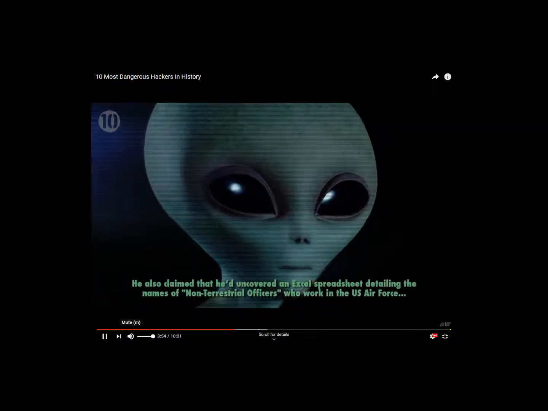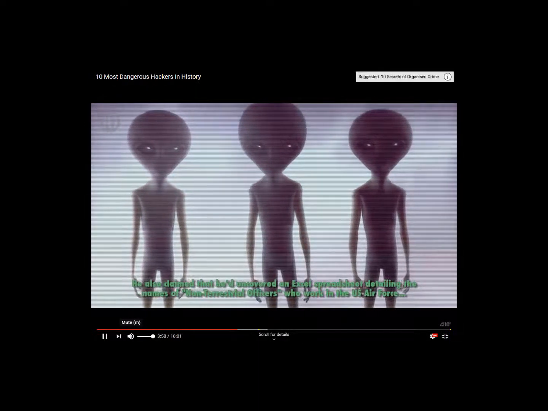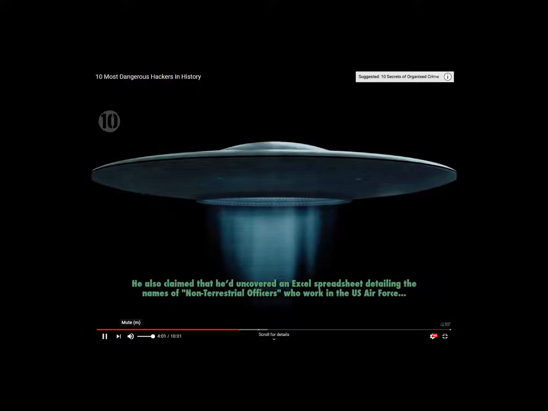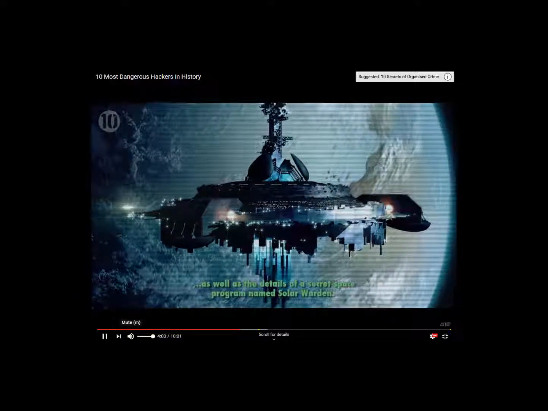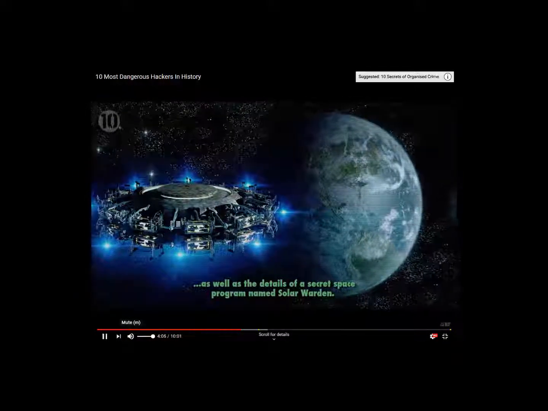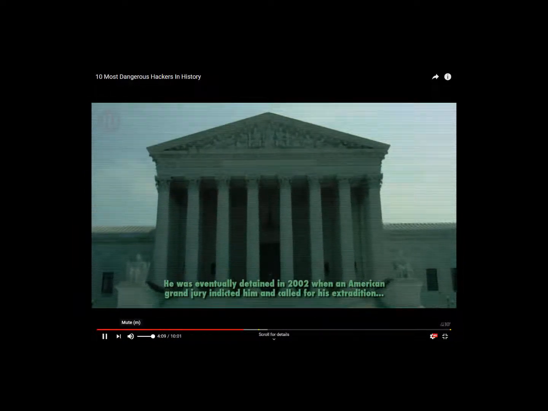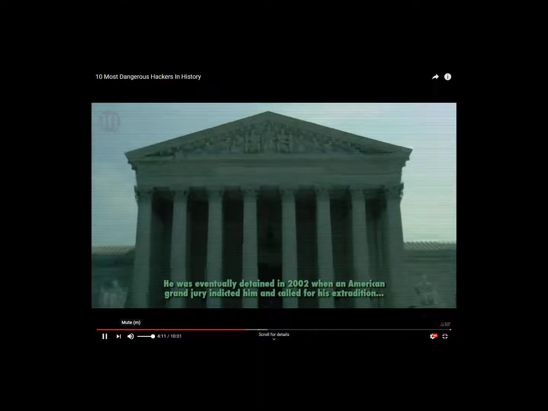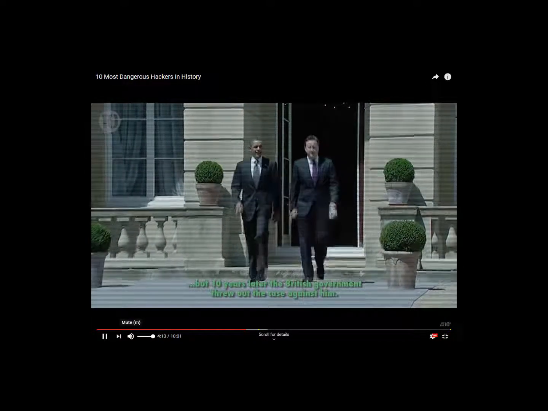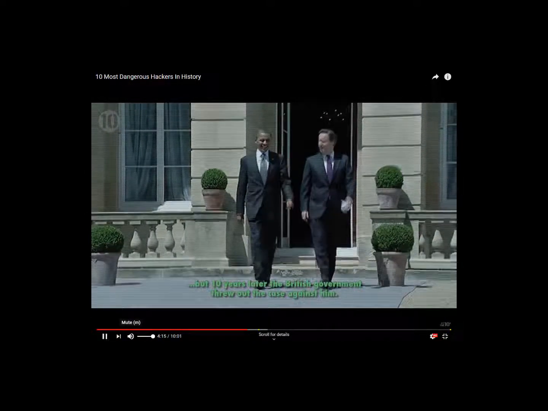He also claimed that he'd uncovered an Excel spreadsheet detailing the names of non-terrestrial officers who work in the US Air Force, as well as the details of a space program named Solar Warden. He was eventually detained in 2002 when an American grand jury indicted him and called for his extradition. However, he wasn't handed over, and 10 years later, the British government threw out the case against him.